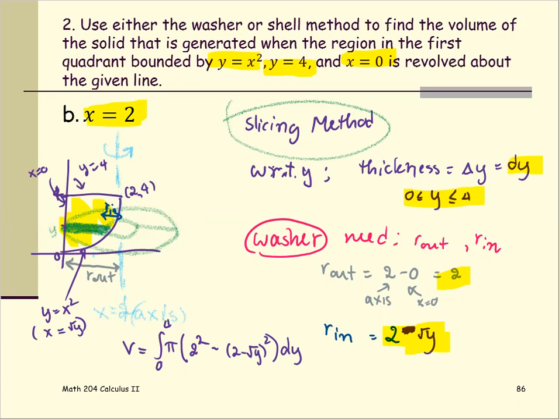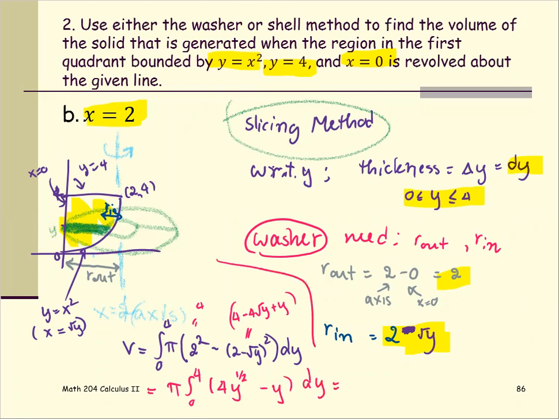And the quantity 2 minus square root y, all squared, gives you 4 minus 4 square root y plus y, subtracted from the value 4. Now we get the simplified integrand in the form of 4 times square root y, which is y to the power 1/2, minus y, with respect to y, and find the antiderivative. The answer is 40 pi over 3.